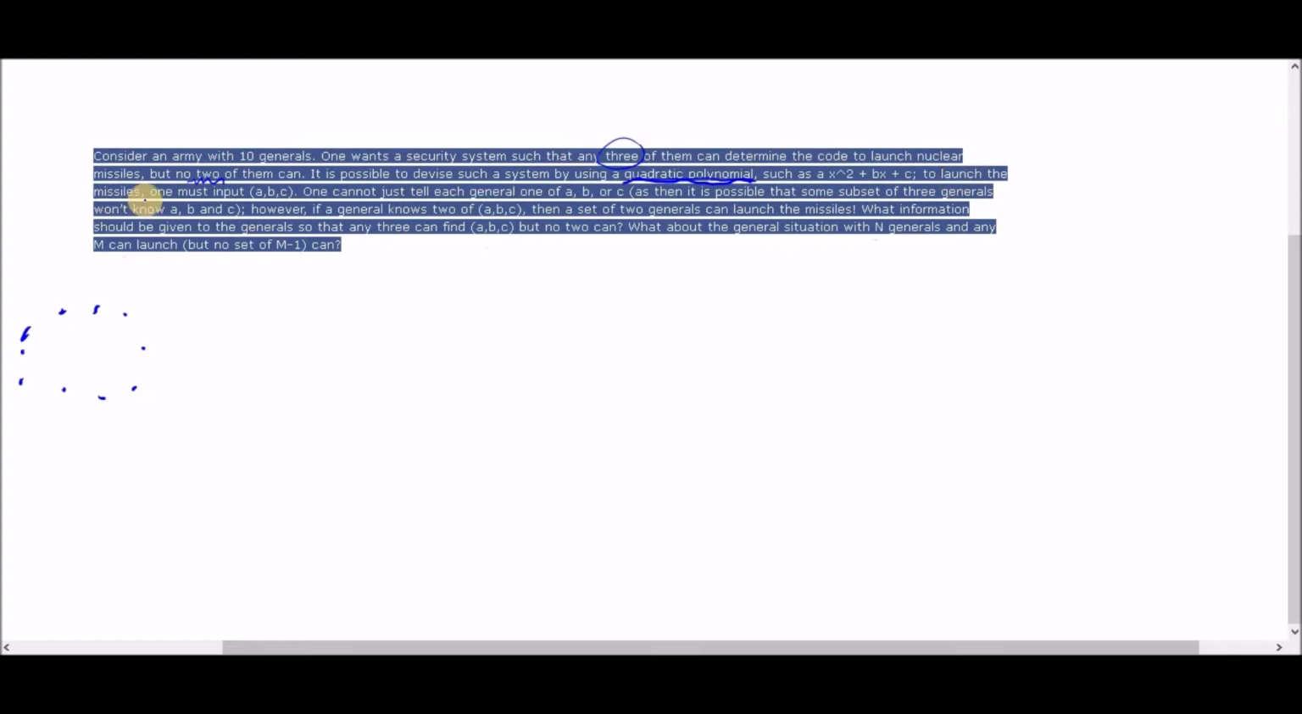To launch the missiles, one must compute A, B, and C. No problem. One cannot just tell each general one of A, B, or C, as then it is possible that some subset of 3 generals won't know A, B, and C. In other words, let's be specific. So here's the polynomial I used in the shower to think about. I generated one by thinking of 2x squared minus 5x plus 3, and I generated it from the roots, so I know that it's an easy one for someone to come up with anyway.